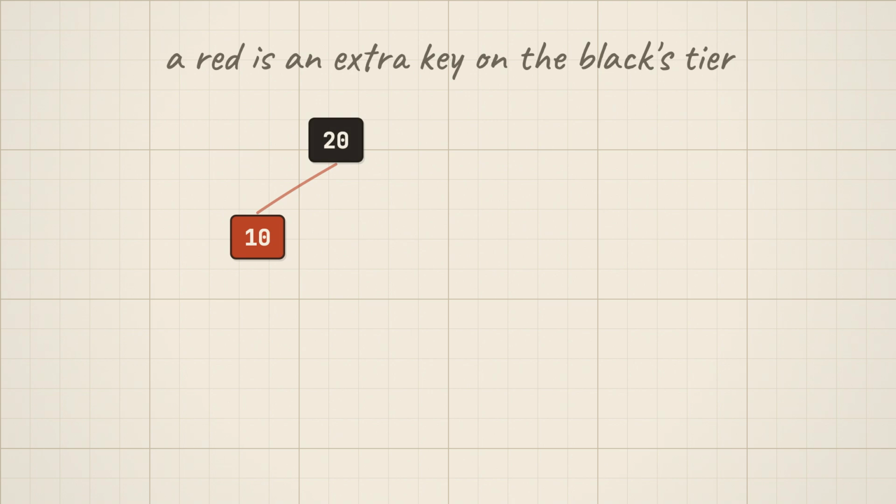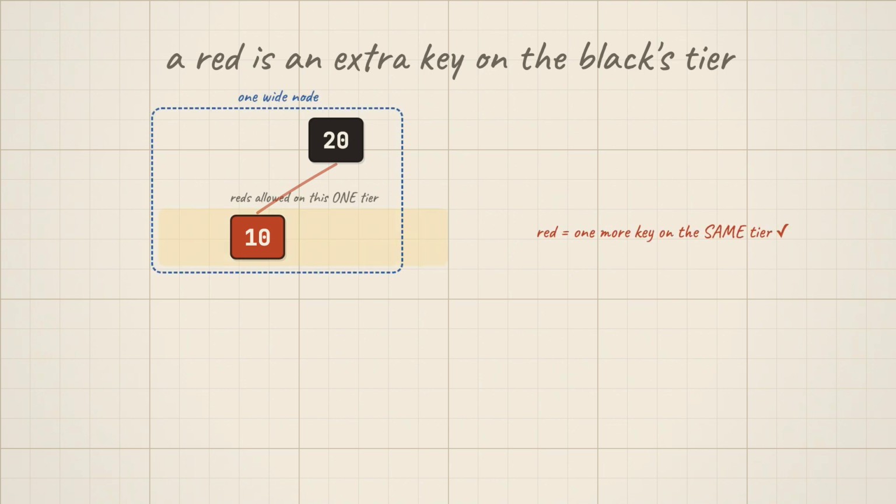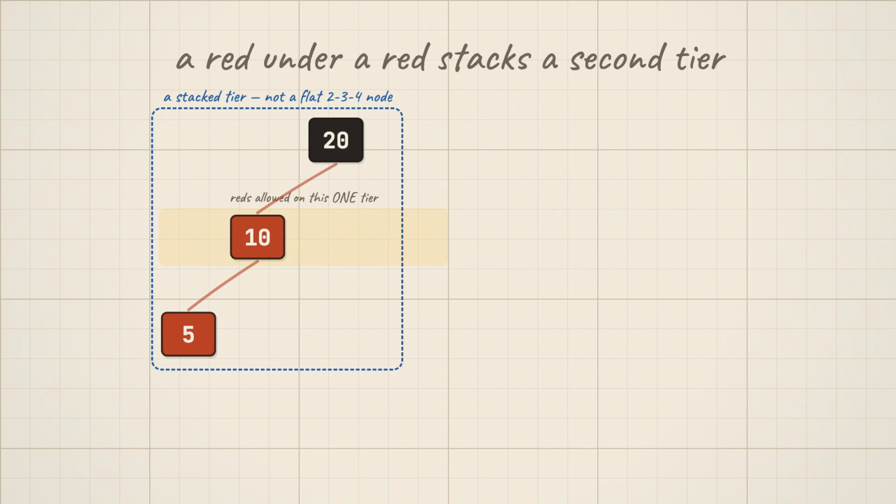A red node already means I am an additional key inside my parent's wide node. A red child beneath it would nest another binary layer inside the same wide node. That no longer matches our simple representation of a 2, 3, 4 node. So a red node cannot have a red child.